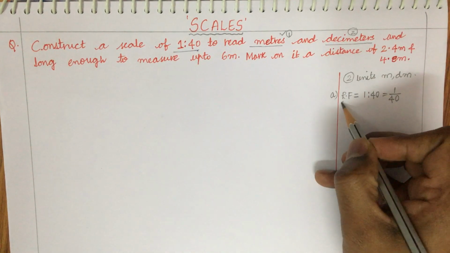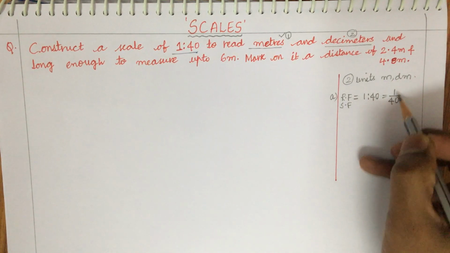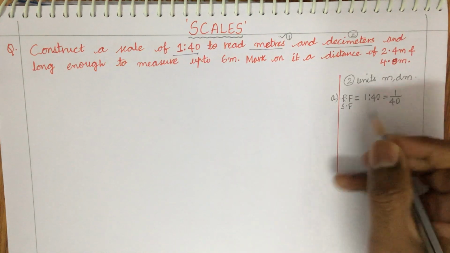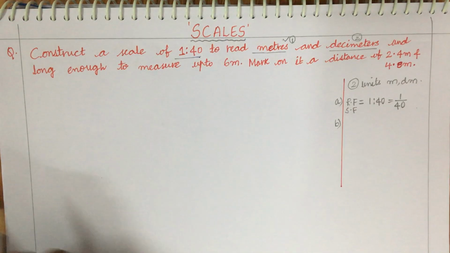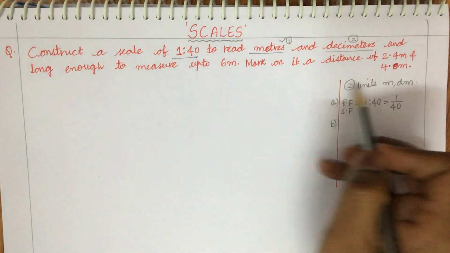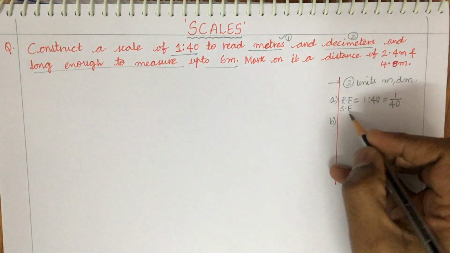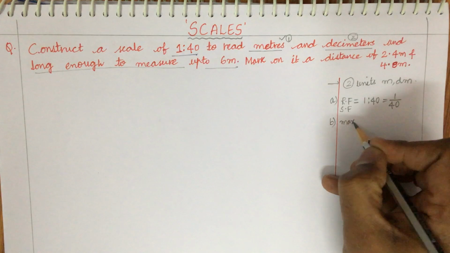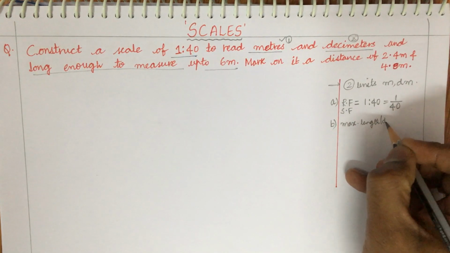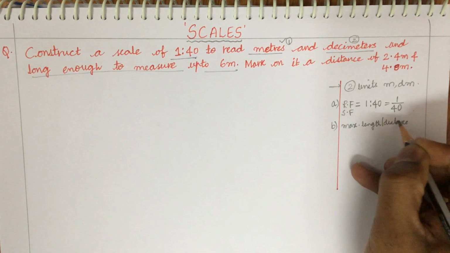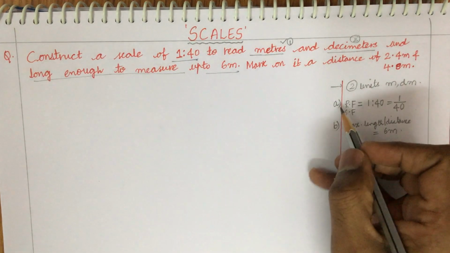Representative factor, or it is also sometimes called the scale factor. It is given as the length of the scale to the maximum length of the scale. Once the RF is done, we are supposed to look at what is the maximum length it can measure. If you look in the question, it can read up to 2 units and long enough to measure up to 6 meter. The long enough to measure is nothing but the maximum length or the maximum distance where this scale can measure. The maximum distance it can measure is given as 6 meter, dear students. Hope you are getting my point.